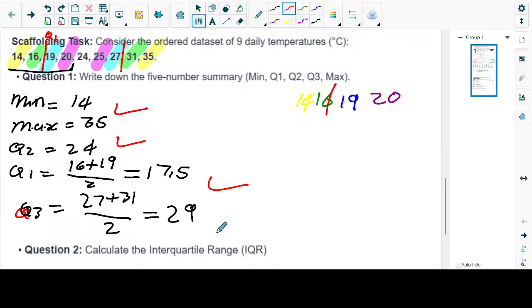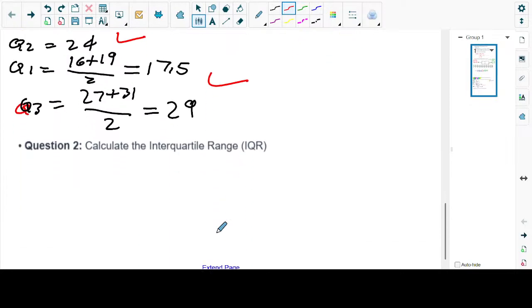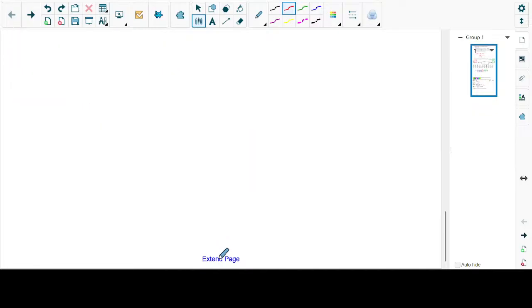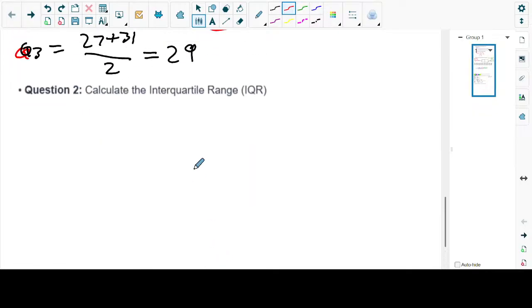Okay. Now I'm moving to the next question, which says we should calculate the interquartile range, the IQR. We spoke about this. We have the range and we also have the IQR. The difference between the 2 is that the IQR we determine using Q3 and Q1, and the range we determine using the max and the min. So the IQR is Q3 minus Q1.